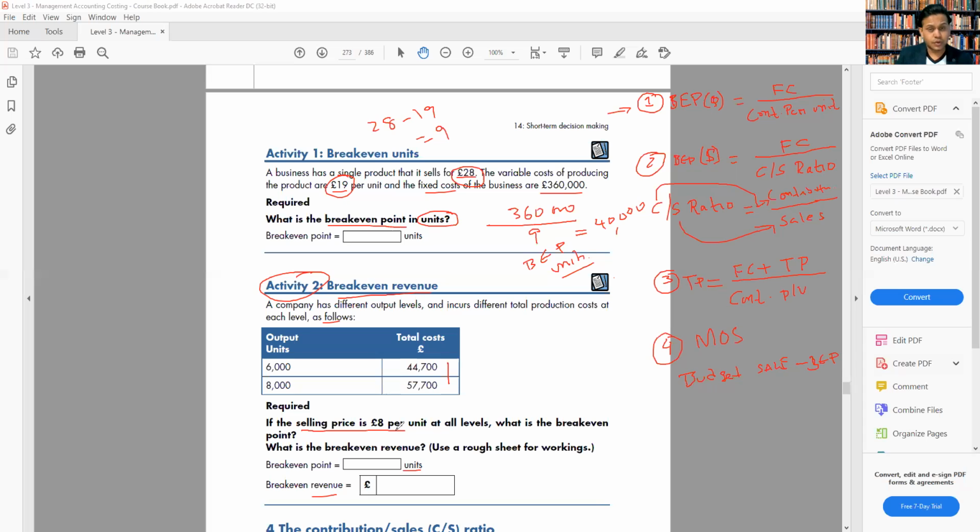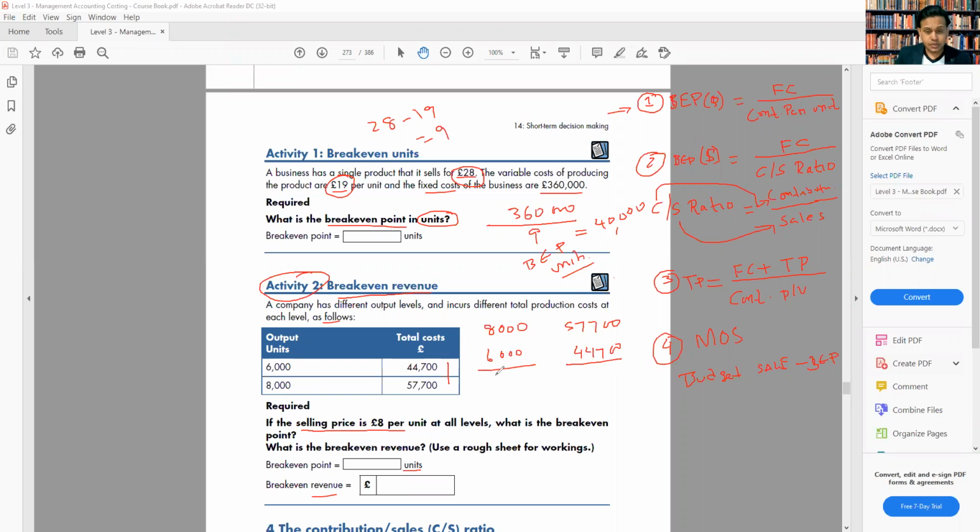Yes, Nadia, we're going to use the high-low method. Very well done. So I hope all of you remember it's still your high-low method. So take the higher unit and the higher cost. So we said 8,000 units and the cost is 57,700. Then we have 6,000 and we have 44,700.